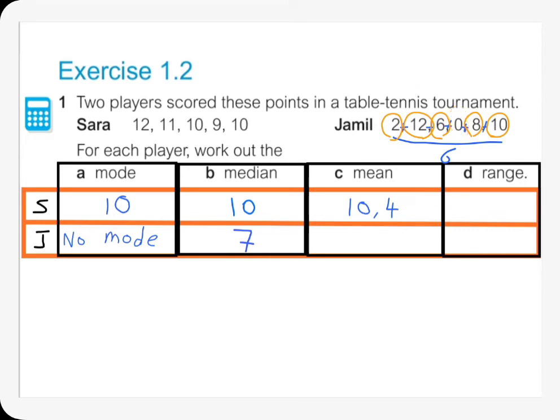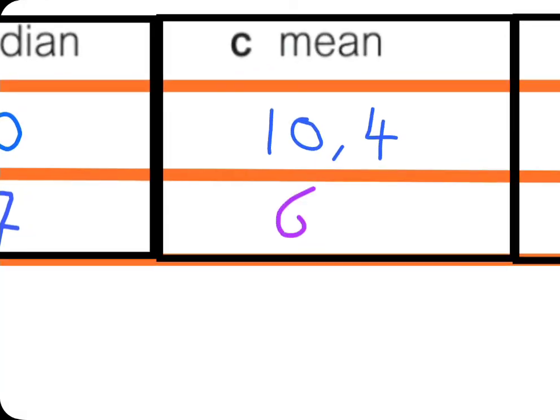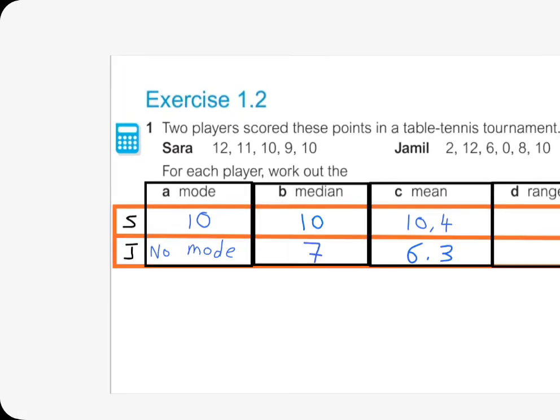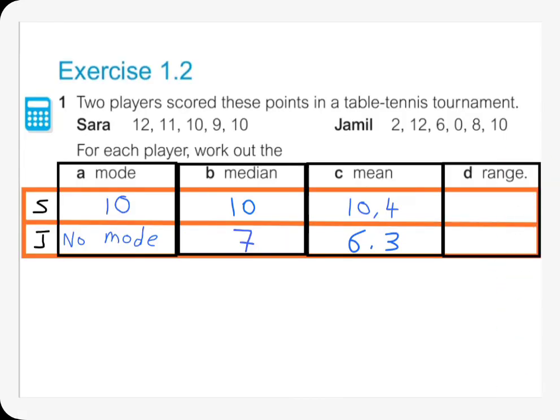So the mean, we add the data all up together and then divide it by its number or its count. And Jameel's data are 6, so we add them all together and divide them by 6. So the answer was 6.3. Good job. Now, we answered the mode, the median, and the mean.